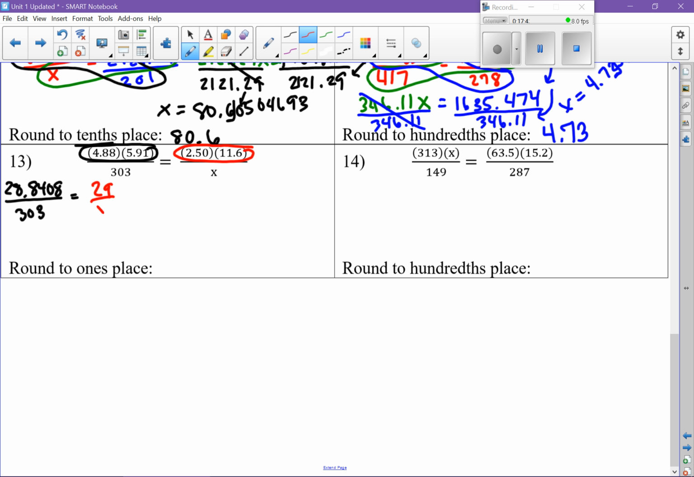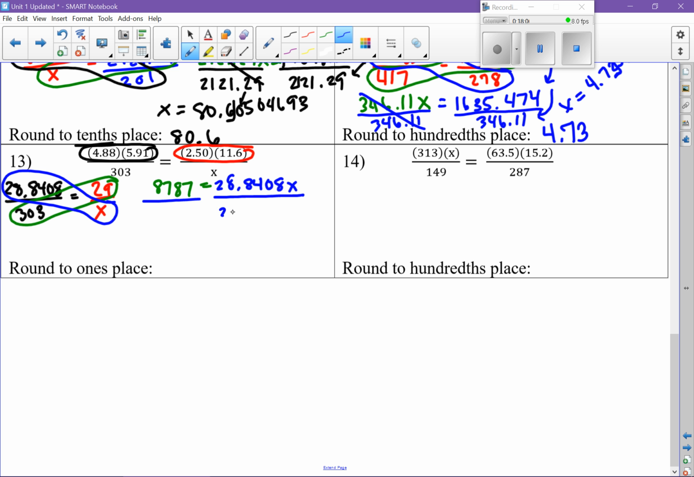Like that. Now it looks like a lot of the other problems we've done, and we can just cross multiply. So do 29 times the 303, and you get 8787. Cross in the other direction, x times that number just becomes 28.8408 with x. Divide by the thing that's touching the x. Cancels over here. Divide this numerator by this denominator.